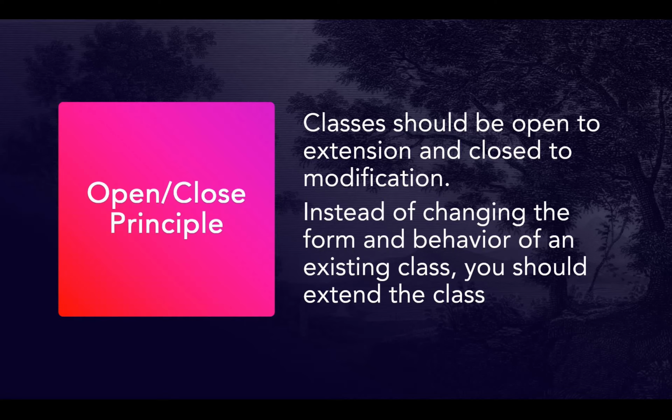Moving on to the O part. This is the open/closed principle. A good class in OOP is both open and closed. It is open for extension but closed for modification. So instead of changing the form and behavior of an existing class, you should extend the class instead. To understand this principle, let's have an example of a system that is closed for extension.